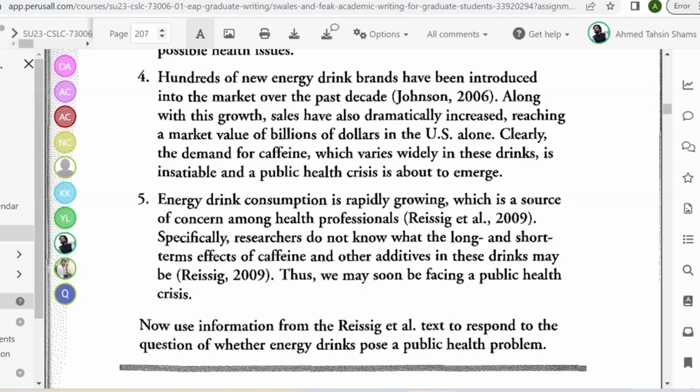general idea? So it's energy drink consumption is growing rapidly. Researchers do not know the long and short term effects of caffeine and other additives in these drinks. So we might soon face a health crisis. Any problem that you find in the fifth option? No? That's a problem? Okay.